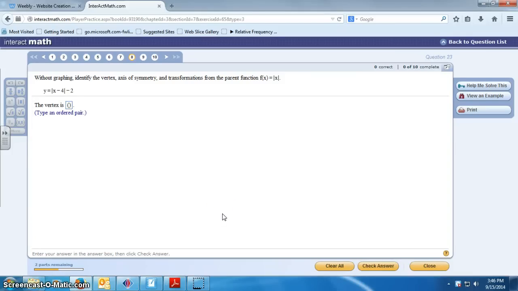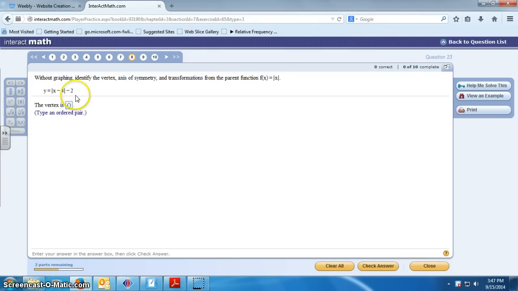Right, this is day 2 of transformations. We're going to first just review some key concepts that we learned in our last video from interactmath.com. So this will walk you step by step. If you need a little additional support or practice at home, you can always view an example or they'll help you solve through some of these problems, and it's a really good website.